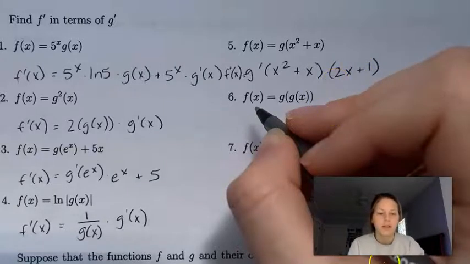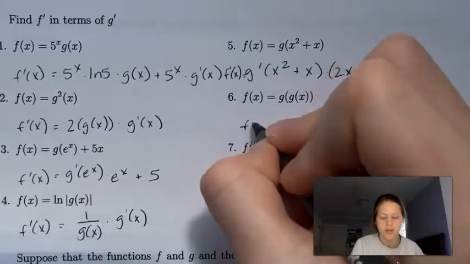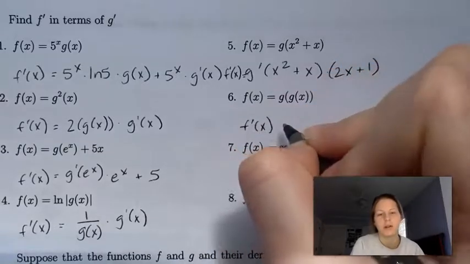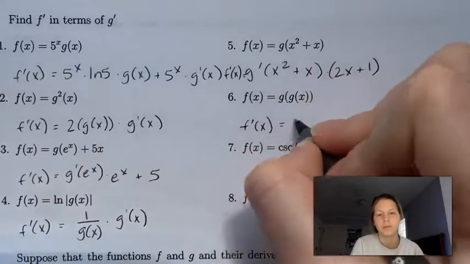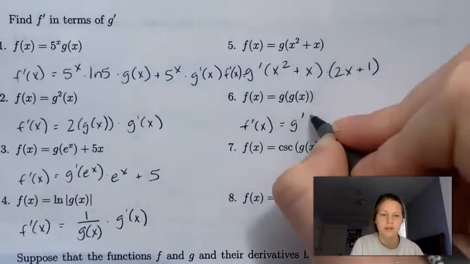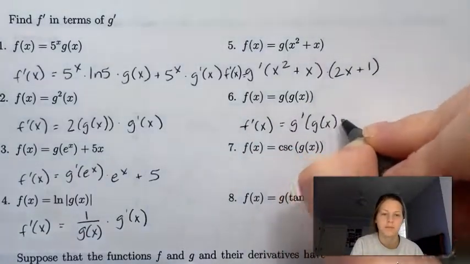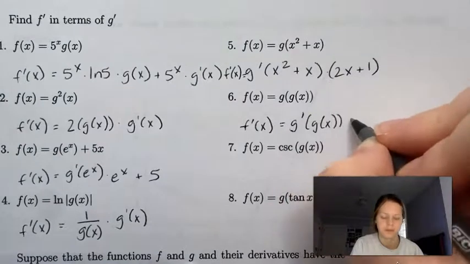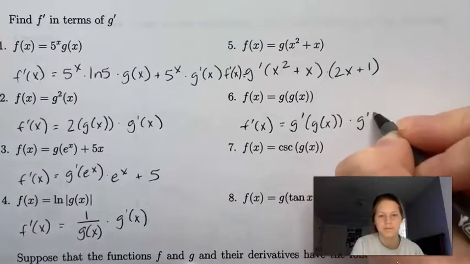Okay, so for number 6, this is also a chain rule question, so we'll get f prime of x is equal to g prime of g of x times g prime of x.